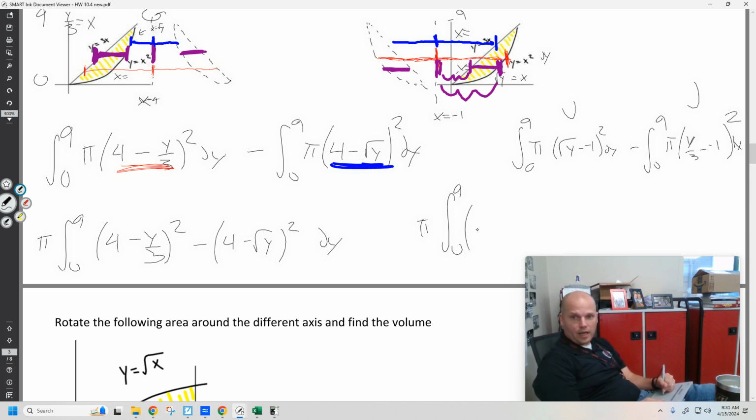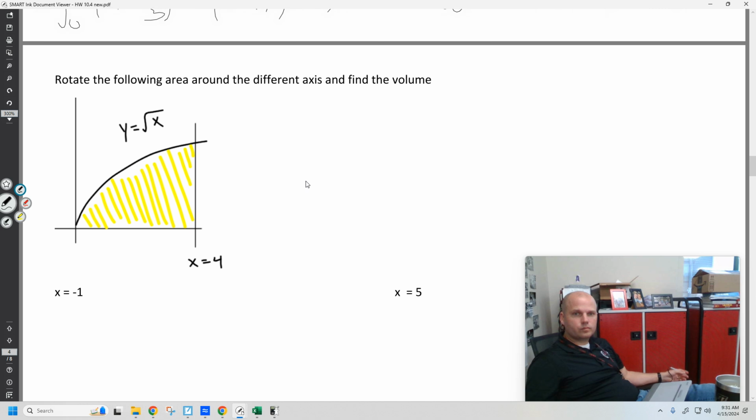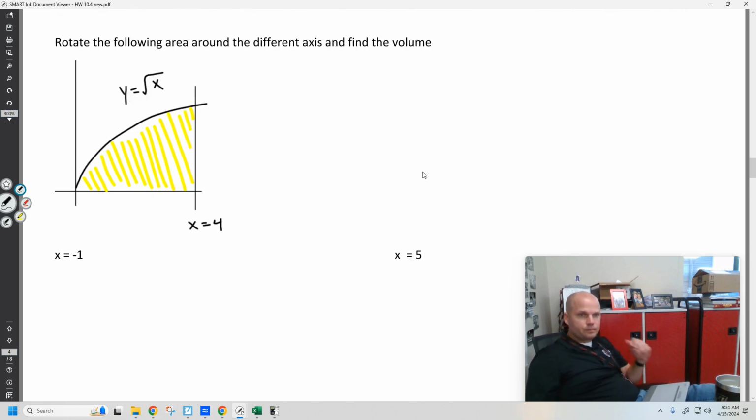Right minus left, right minus middle. Outer radius squared minus inner radius squared, dy, skinny height. All right.